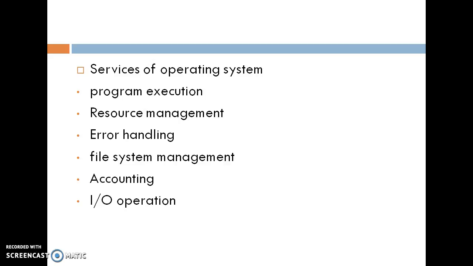The last service that is given by the operating system is I/O operation. During the execution of the program, the program may need input-output operations. In that case, the operating system must provide a means for the input-output operations needed by the program execution. So these were the different services that are given by the operating system.